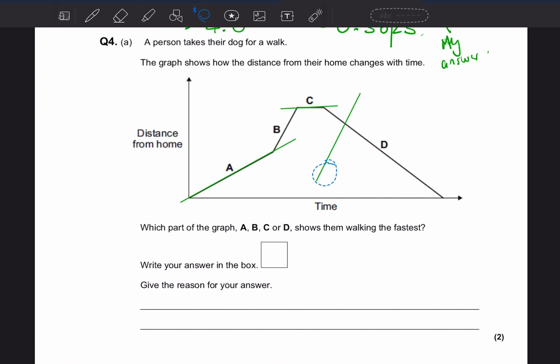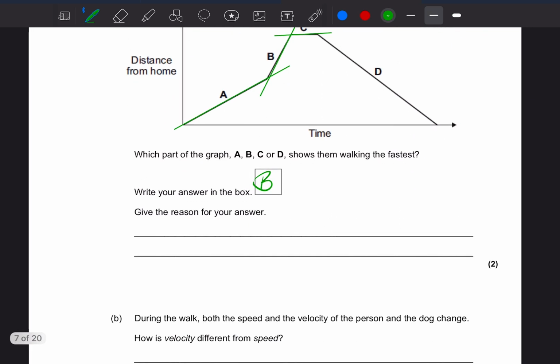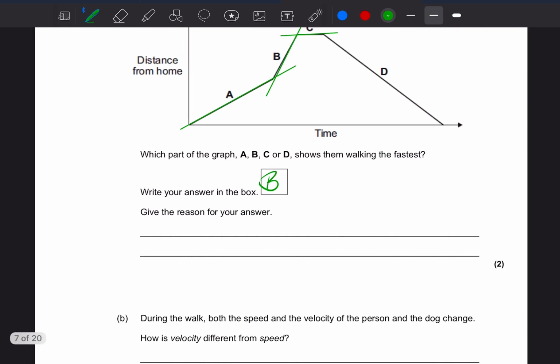And again, you can hold your ruler against things. If you have to flip that round, I can't think of a good way of doing that. You probably can on a ruler, but you can see that line there, the B line, is steeper than the D line. So B is our answer, and the reason why is the gradient of B is the steepest.